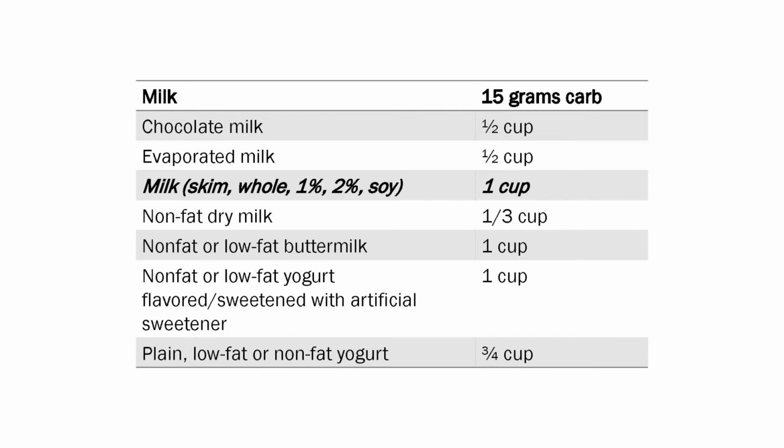Here are several examples of milk. Note that flavored milk has a smaller serving size than regular milk because of the added sugar. For non-dairy alternatives, the amount of sugar in those can vary, so it's important to look at the nutrition facts label and read how many carbs are in a serving of that so that you can estimate how much equals 1 carb choice.